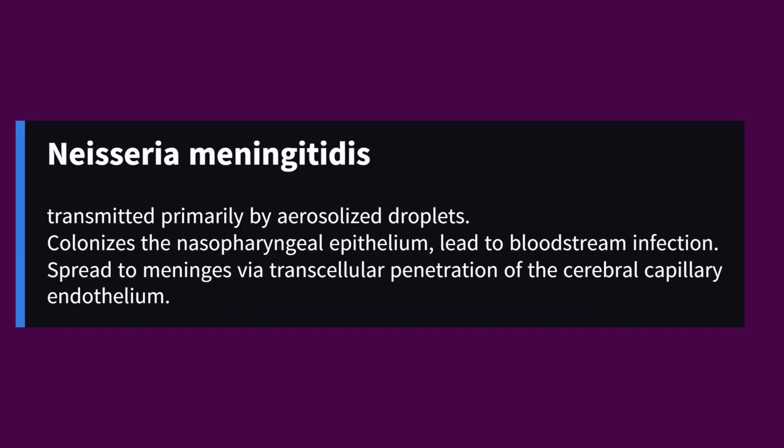Your take-home message from this question is that Neisseria meningitidis is transmitted primarily by aerosolized droplets and subsequently colonizes the nasopharyngeal epithelium. Penetration of the epithelium can lead to bloodstream infection. Spread to the meninges occurs via transcellular penetration of the cerebral capillary endothelium or entry at the choroid plexus.